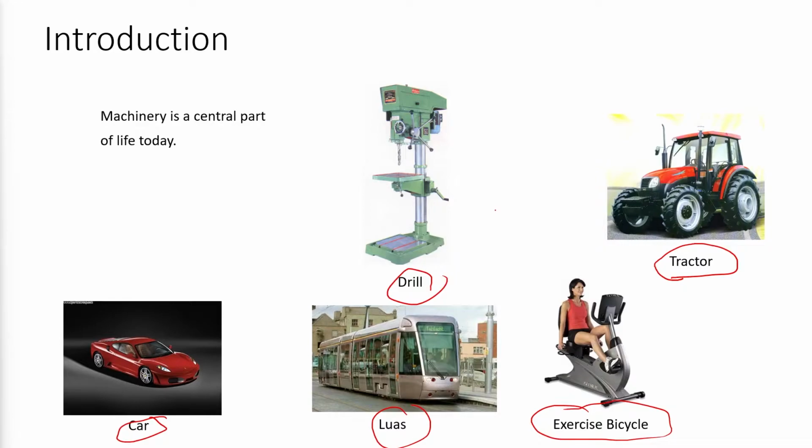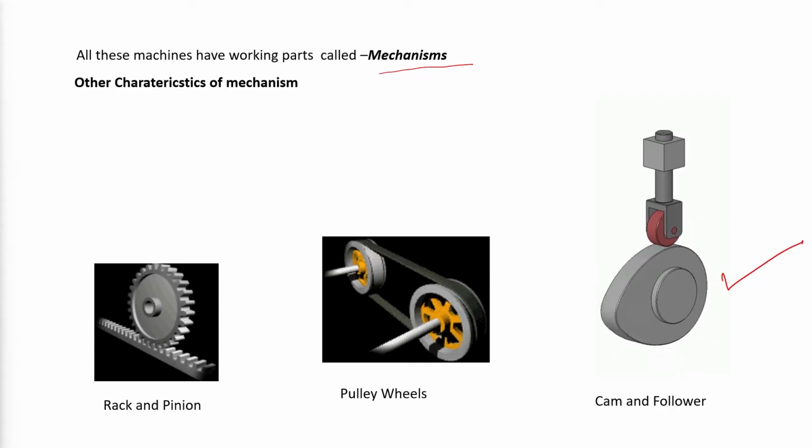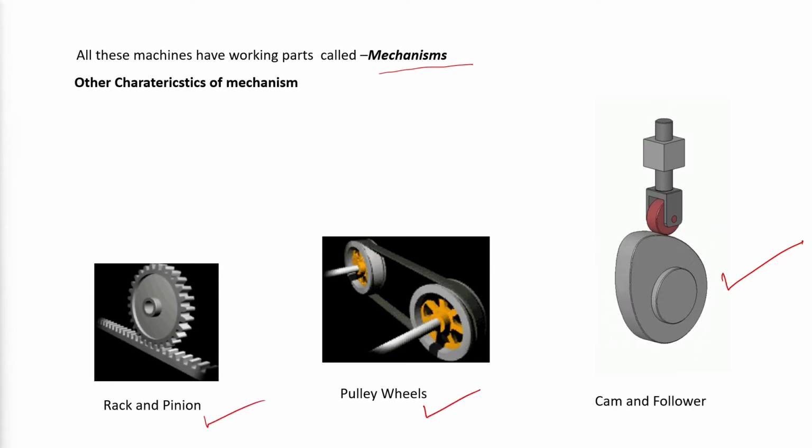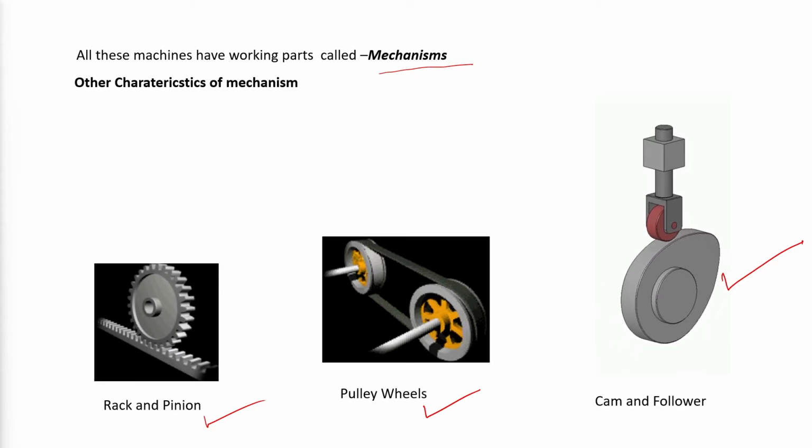Now let's move toward our next slide. In our last picture, we saw various types of machines. The machine actually has working parts, and those working parts are called mechanism. Now this mechanism you may see inside the engine. Similarly, you may find other mechanisms somewhere else. For example, the pulley wheel mechanism may be used to transfer power in between two parallel shafts, or the rack and pinion mechanism, which can convert rotary motion to and fro.